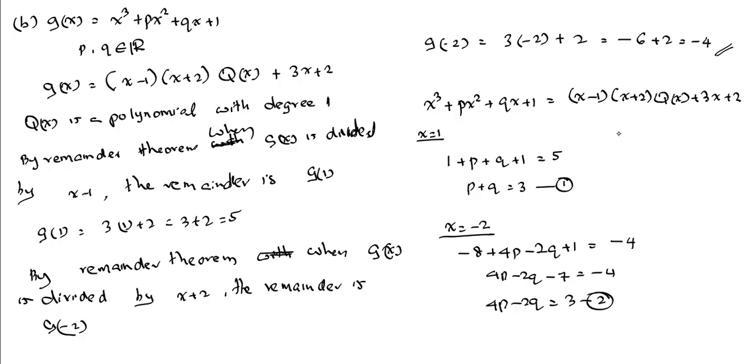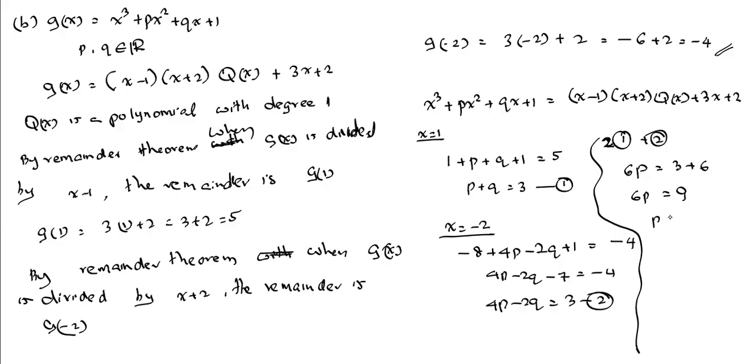You can add the first equation with the second equation. But first of all, multiply the first equation by 2. Okay, 4p plus 2p will be 6p. 2q and 2q cancel off, then you will get 3 plus 6. So 6p equals 9. 9 divided by 6 is 3 over 2. p is 3 over 2. Then for you to find q, you can just substitute into equation 1. q equals 3 minus 3 over 2, so q equals 3 over 2. So p is 3 over 2 and q is 3 over 2.